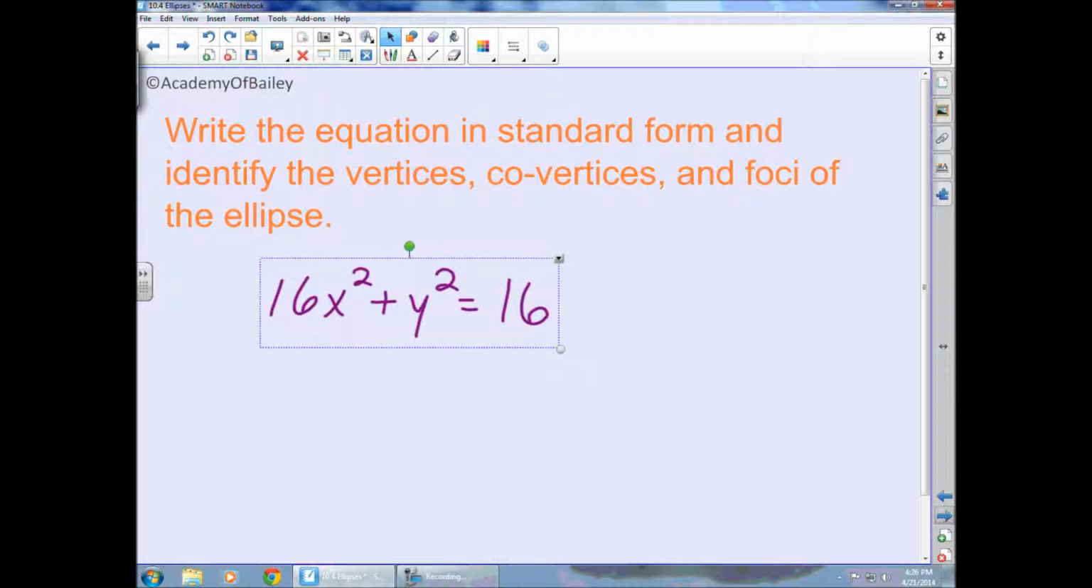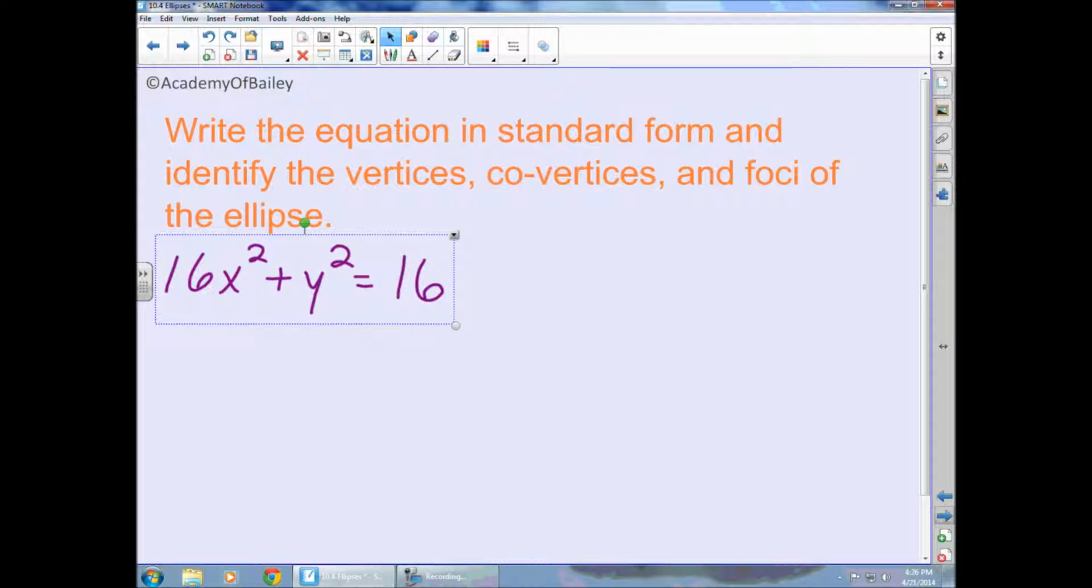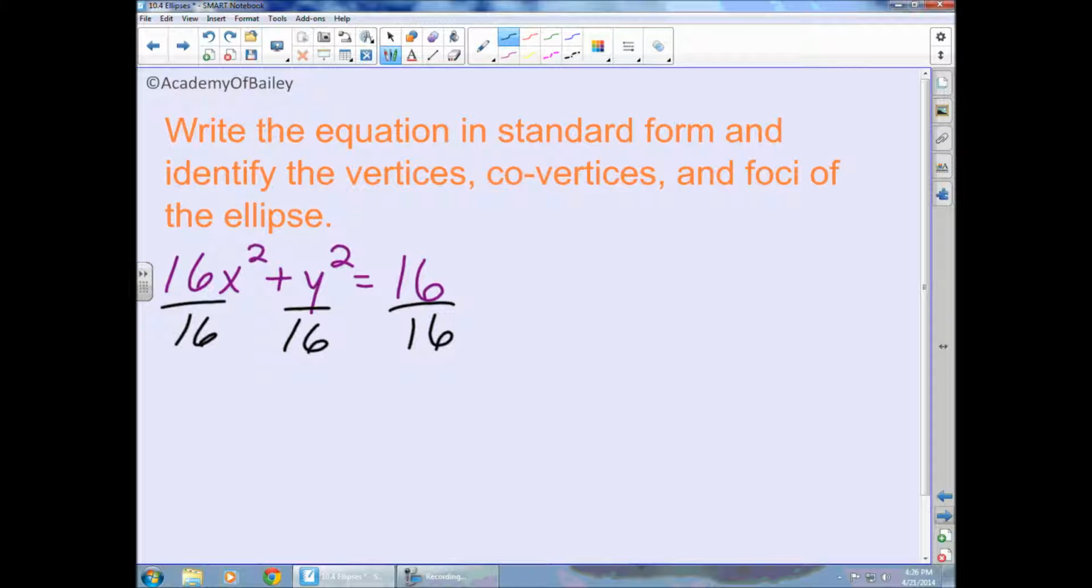And let's check out this problem here. I want to write the equation in standard form, identify the vertices, co-vertices, and foci of the ellipse. Well, you know that the equation of an ellipse will always have 1, so we need to make that a 1. If we divide everything on the right side by 16, everything on the left side has to be divided by 16. So then our equation for the ellipse should look like this.